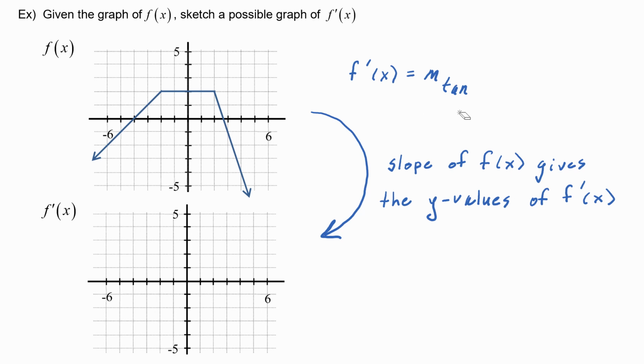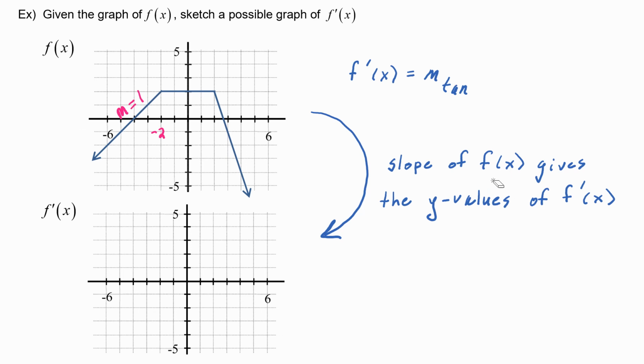And that's what this statement means. The slope of the function gives the value of the derivative. So let's take a look at what this means. From negative infinity all the way up until negative 2, we can calculate the slope here. We see it goes up 1 over 1, up 1 over 1. So it's pretty easy to see that the slope of this section of the graph is 1. So from negative infinity all the way to negative 2, we know the slope is 1.